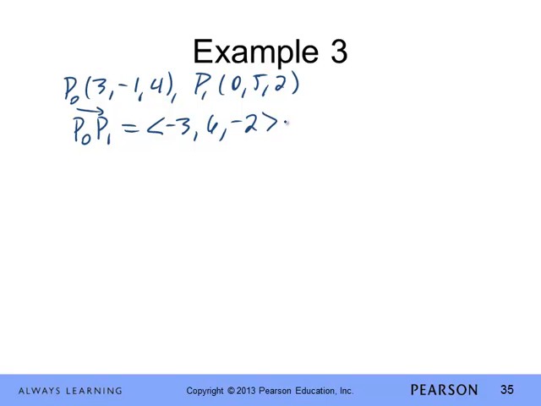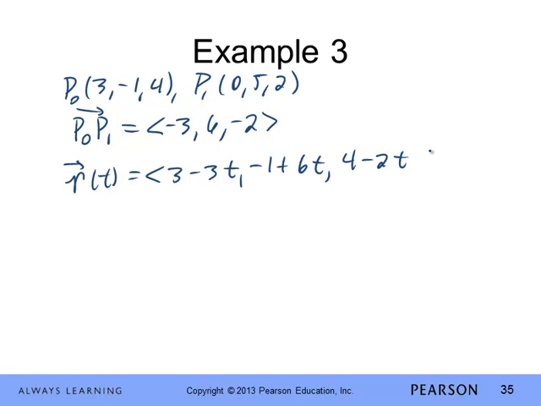Now let's go ahead and write your R of t vector just for the general line, and then we'll figure out what it is for the segment. Now R of t was going to be, using the point p sub 0, like I said, we could just as well use p sub 1, but we'll use p sub 0. 3 minus 3t for the x component, -1 plus 6t for the y component, and then 4 minus 2t for the z component.